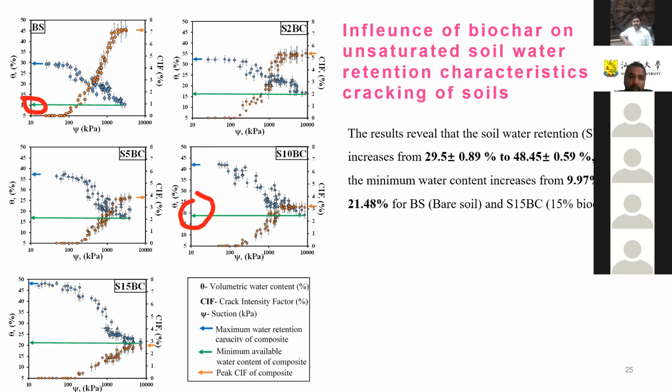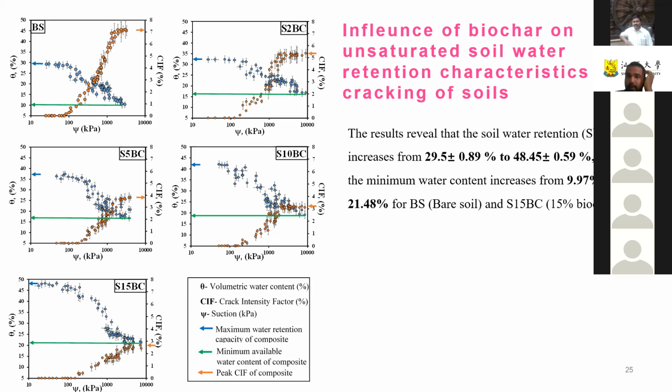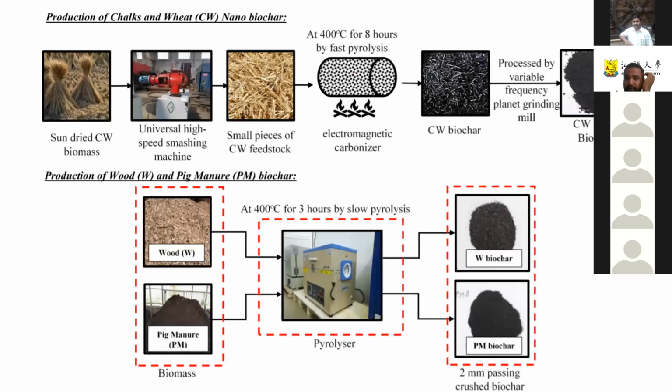Now the question comes: the biochar that we used in our first experiment was from water hyacinth. It's a plant. We can also have biochar produced from animal waste. So you can see here, there is animal waste called pig manure. This is pig manure biomass. Using a pyrolyzer, you can produce pig manure biochar.